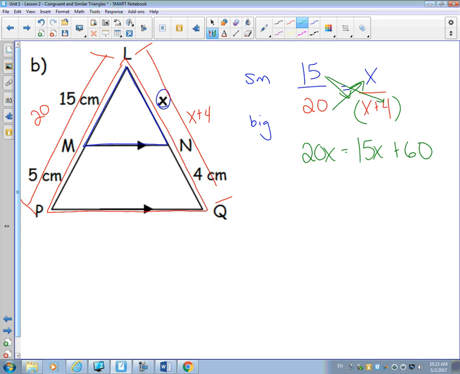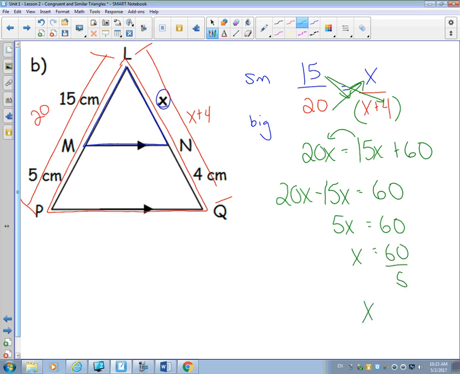Now I'm going to solve this. To solve things, I need to bring the 15x over to this side and put all the letters together. When I cross the equal sign, I do the opposite operation. So it was a positive 15x, it comes over to the other side and becomes minus 15x. If I collect those, I get 5x. If I want to solve for x, I get 12 in centimeters. And I've solved another one.